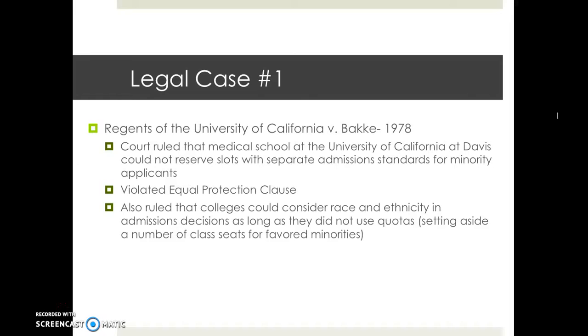Bakke contended, first in the California courts, then in the Supreme Court, that he was excluded from admission solely on the basis of race. He sued the university saying that his denial of admission was on racial grounds and that it violated the Equal Protection Clause of the 14th Amendment to the U.S. Constitution. So, the court ended up ruling that the medical school at the University of California at Davis could not reserve slots with separate admission standards for minority applicants because it did violate the Equal Protection Clause. It also ruled that colleges could consider race and ethnicity in admissions decisions as long as they did not use quotas. And an example of a quota is setting aside a number of class seats for minorities.